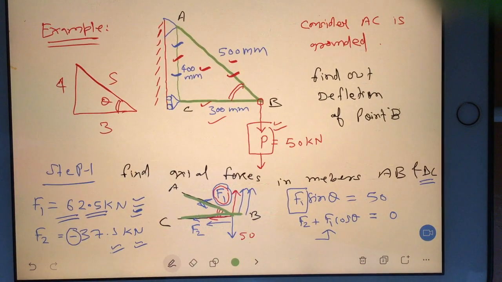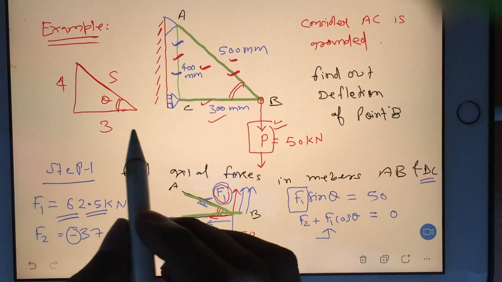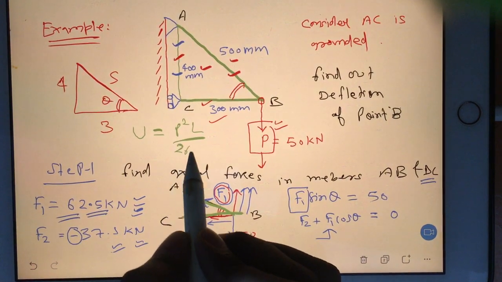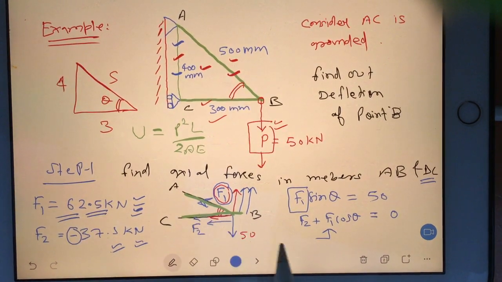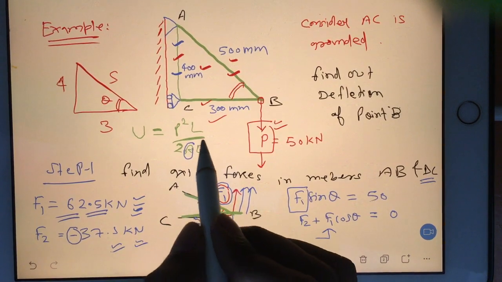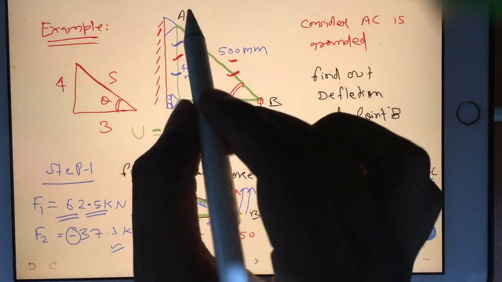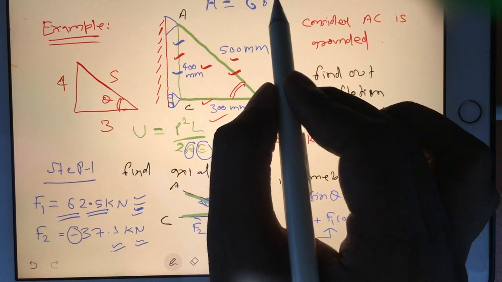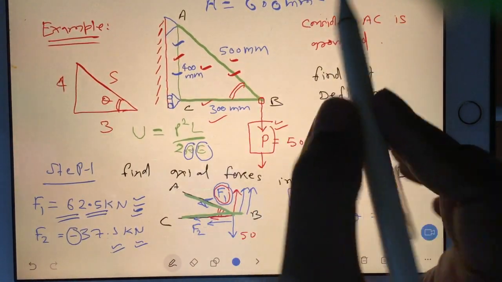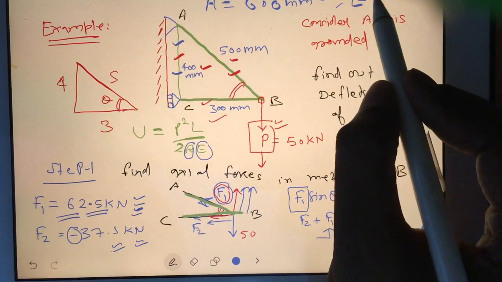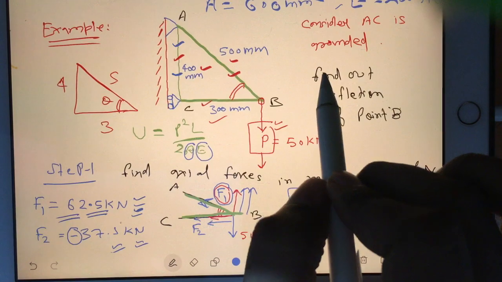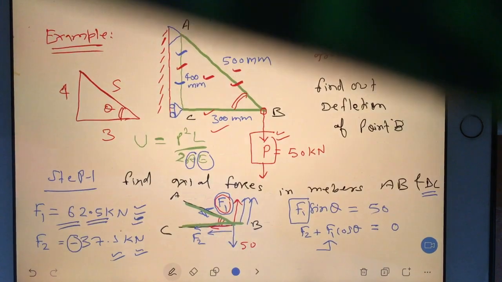So what is the idea for that? How to find out total energy in both the members? For that you have to apply the formula of strain energy, that is nothing but P square L by 2AE, right? So you should know the value of A and the value of E. For that, you just add to the question: consider the area of every member as 600 mm square, and consider E as 200 gigapascal.